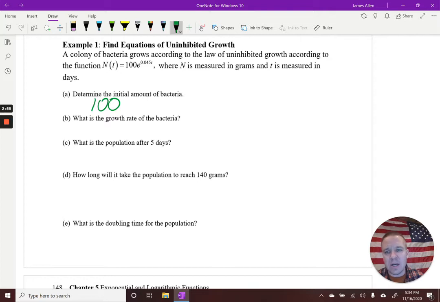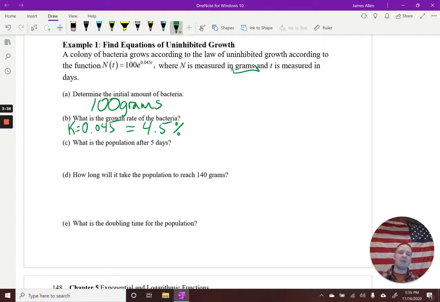So now let's see here. What is the growth rate of bacteria? Well, my rate is that k in the kt. So k is equal to 0.045, which we could convert into a percentage where we could have a 4.5% growth rate. Now, what is the population after 5 days?